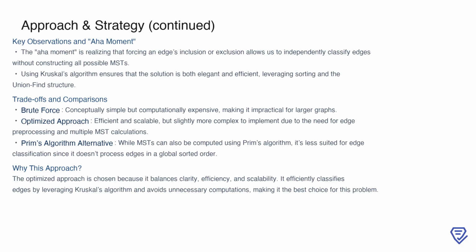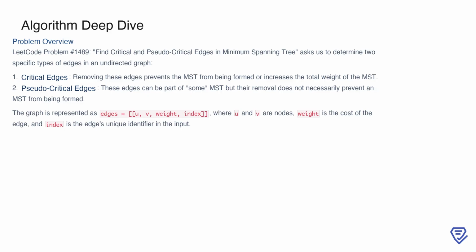In this problem, we are tasked with finding two special types of edges in a graph: critical and pseudo-critical edges. Critical edges are those that are essential for forming the minimum spanning tree, or MST. If we remove one of these edges, the MST either can't be formed at all or its total weight increases. On the other hand, pseudo-critical edges are those that can be part of a valid MST, but their presence isn't strictly necessary. The graph is given to us as an edge list, where each edge connects two nodes and has an associated weight and index. This structure will be the foundation for our algorithm as we determine which edges fall into each of these categories.